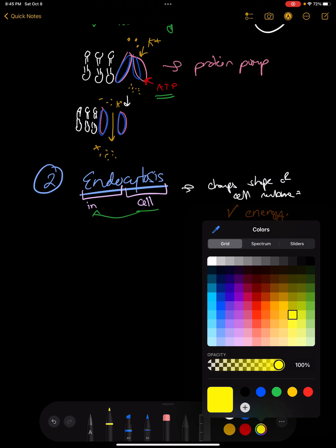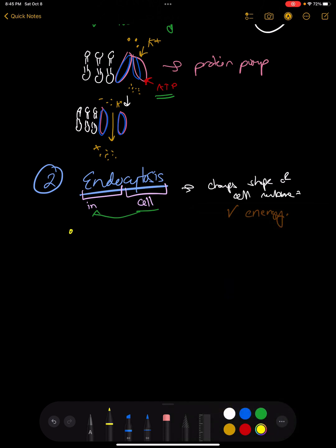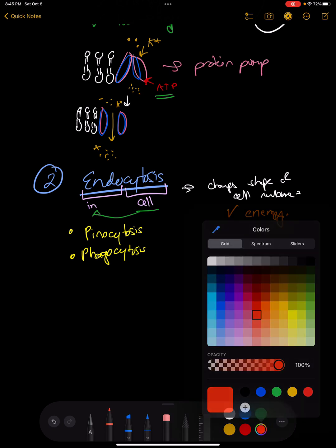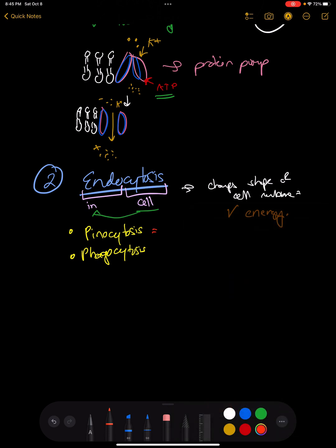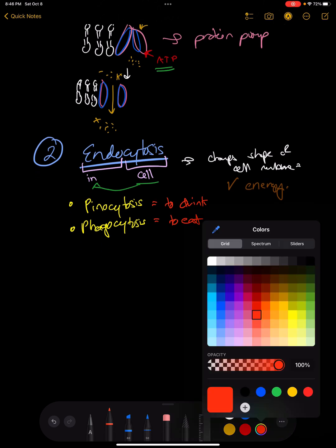Now, I have 2 types of endocytosis. The first one is called pinocytosis. And then my next one is called phagocytosis. Now, pino means to drink, and phago means to eat. And really, it just depends on what your cell membrane is doing as to how this looks.